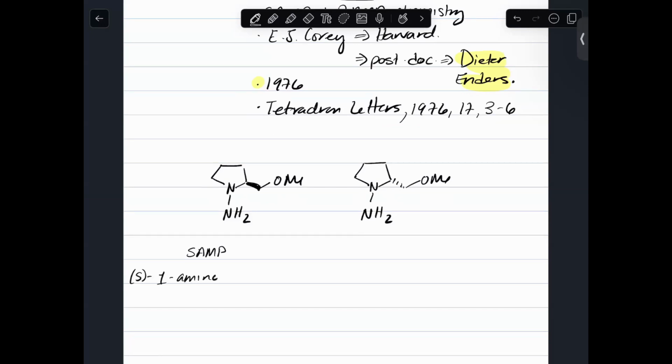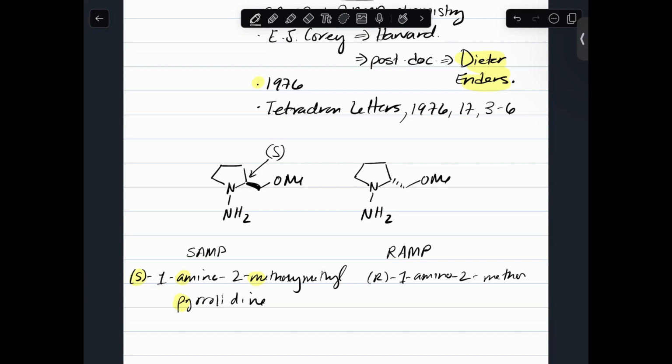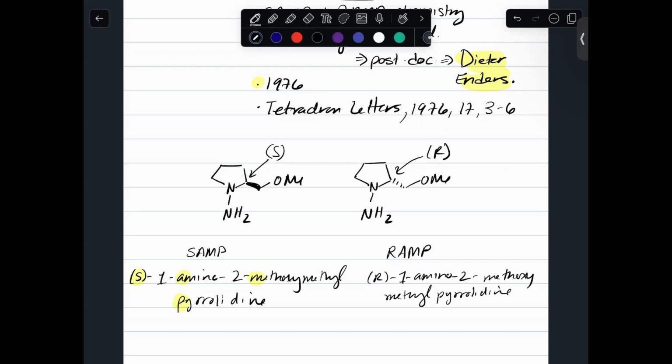S-1-amino-2-methoxymethylpyrrolidine. Excuse me, pyrrolidine. So you can see S-amino-methoxy-pyrrolidine, where the S stands, of course, for the only stereocenter present in the organic molecule, and this is RAMP. For our R-1-amino-2-methoxymethylpyrrolidine. Again, R stands for the stereocenter that's present in your molecule. These two are obviously enantiomers of each other.